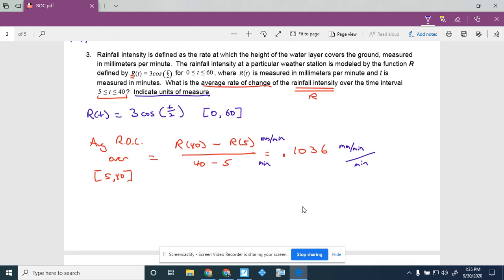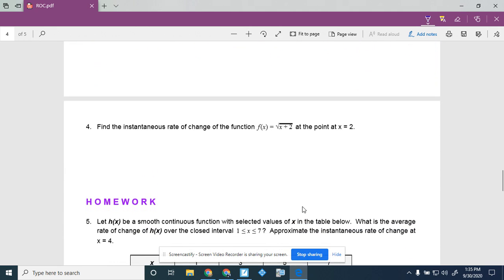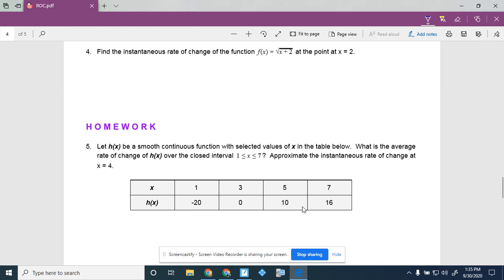which we never really would write it that way. We'd write it as millimeters per minute squared. Okay? And that's what the unit would be here. This looks a little bit confusing, so I'll rewrite this as 0.1036 millimeters per minute squared. And that is our average rate of change of this rainfall intensity function over the interval. If you don't get the context too much right now, that's totally okay. We're going to get a lot more into that stuff later on in the year.